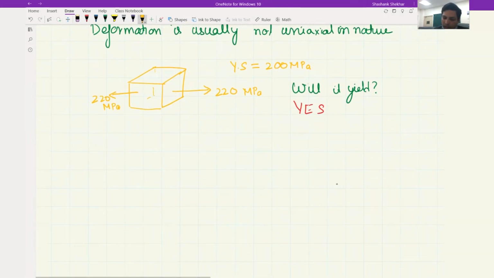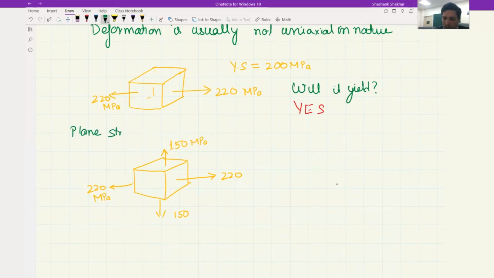Now let's look at a little different example. Again, we have the same body, but now it is not under a uniaxial stress state. In this direction, we would still apply 220 megapascal. The drawing may be a little misleading, so when I say it is basically on the opposite faces, that much should be clear to you. Now we are also applying a stress of 150 megapascal along this. And yes, I didn't mention it explicitly, but you can assume plane stress condition for both of these.